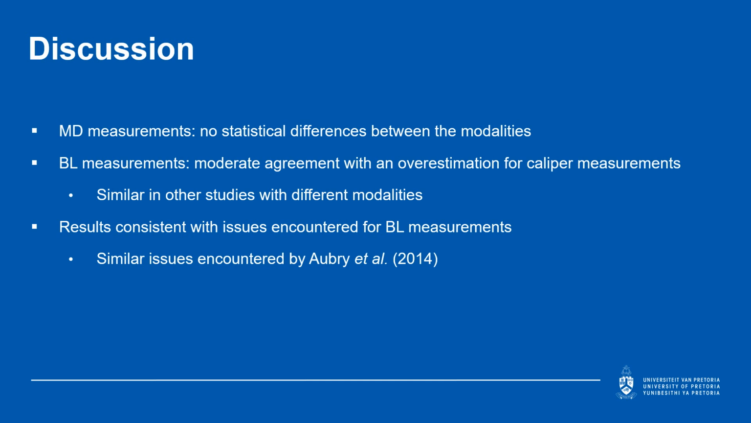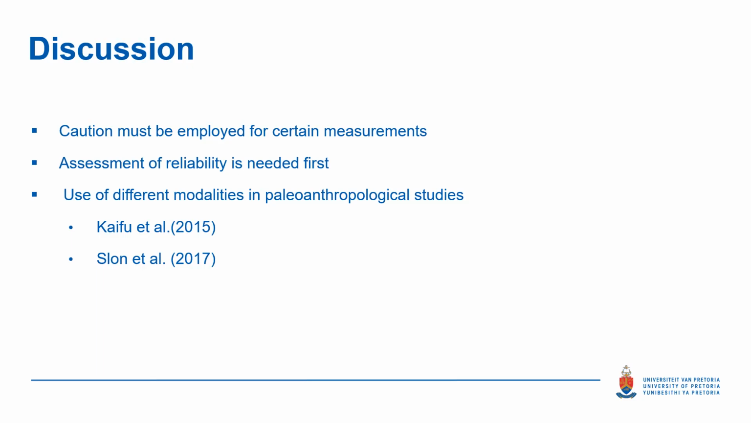These results are also consistent with issues encountered during data collection, and particularly when measuring buccolingual measurements using a caliper. The mandibular ramus and molar cusps impeded the correct positioning of the caliper, particularly for second molars. Similar issues were encountered by Aubrey et al. in 2014. Therefore, caution really needs to be employed for certain measurements, especially when different modalities are used in the same study without assessing their reliability first.